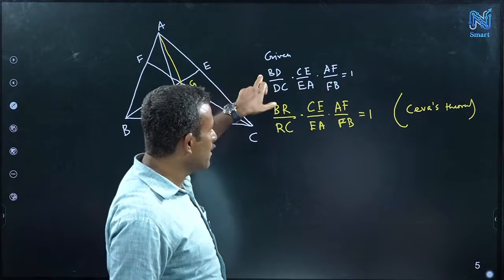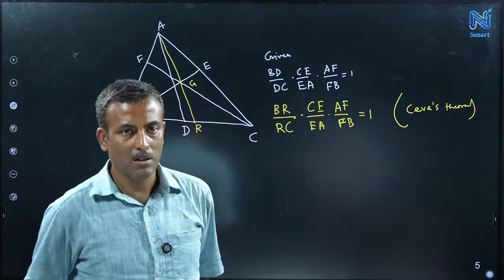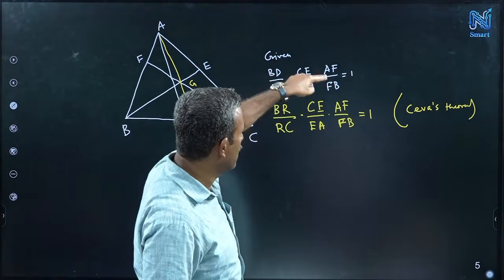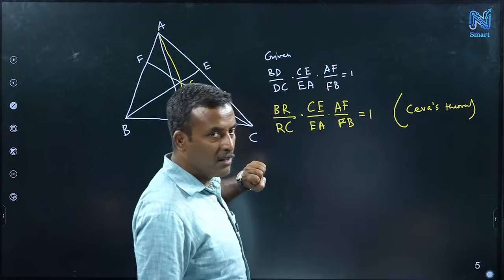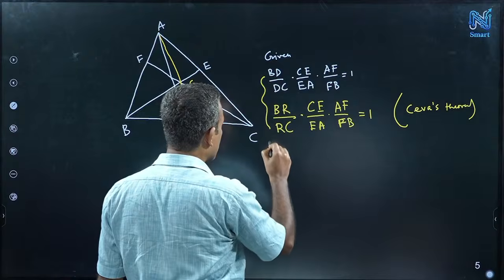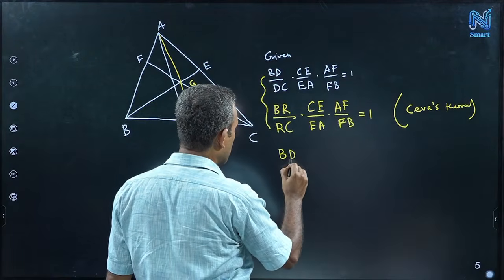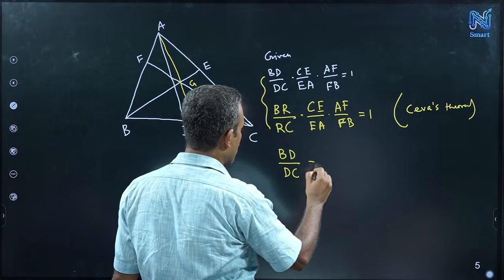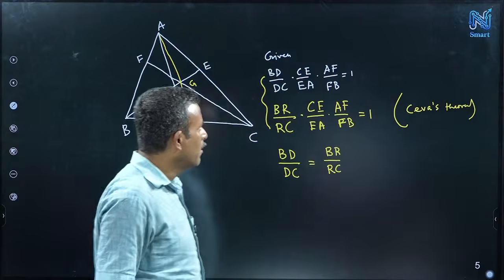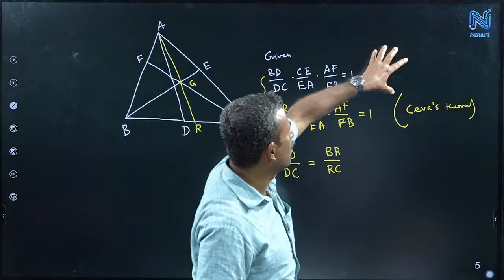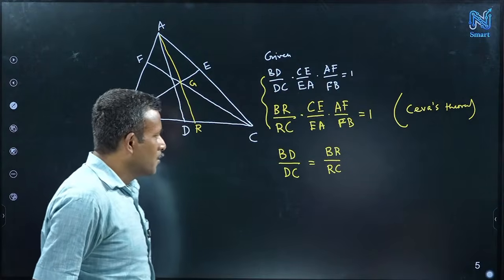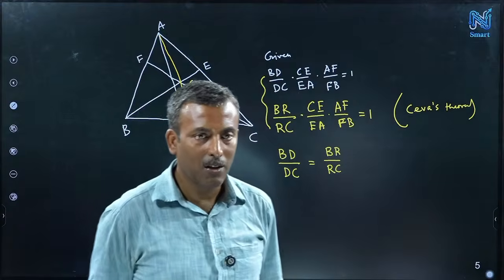So from these two, the given condition and Ceva's theorem, what do we get? This part is the same, CE by EA is the same, and this part is the same. So from these two we get BD by DC is the same as BR by RC, because these two will go to that side, and these two are the same. So from this, can we prove that D and R are the same?